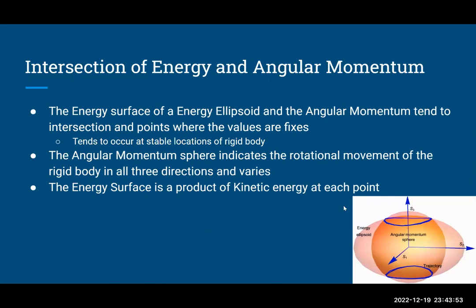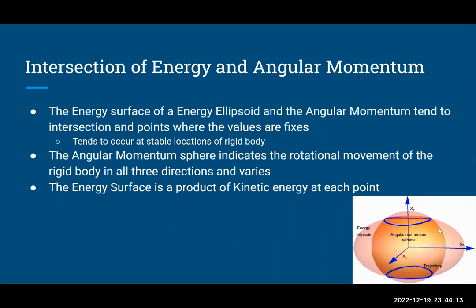And as for the intersection of energy and angular momentum, the surface of an energy ellipsoid and the angular momentum sphere tend to intersect, as we said, at points where the values are fixed. And this only occurs at stable locations of the rigid body. As you can see down here, they're intersecting at specific points.